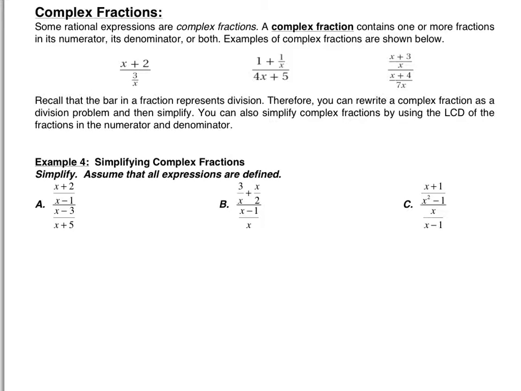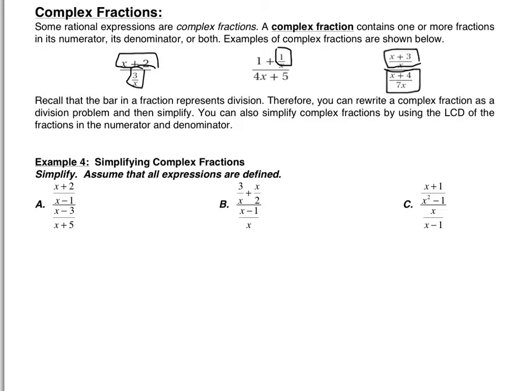Looking at complex fractions, some rational expressions are complex fractions. A complex fraction contains one or more fractions in its numerator, its denominator, or both. So examples of complex fractions are shown below. In this case, we have a polynomial on top and a rational expression on the bottom because there's a fraction. And here we're adding a rational to the numerator. And here we have a rational expression in the top and the bottom. So both numerator and denominator have rational expressions or fractions.